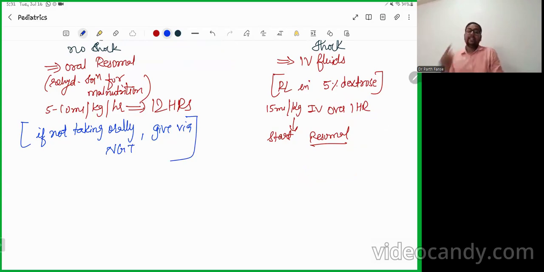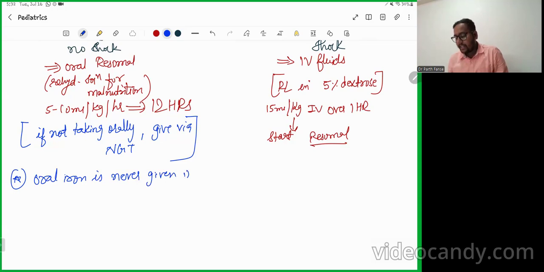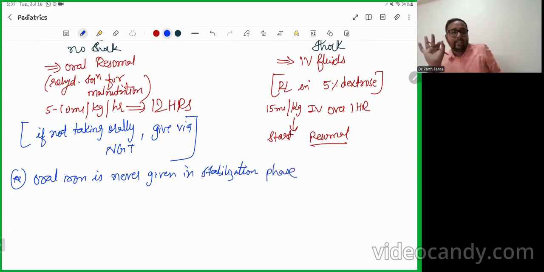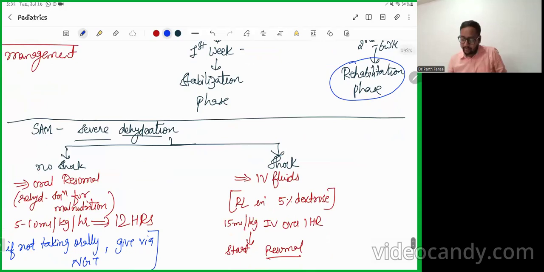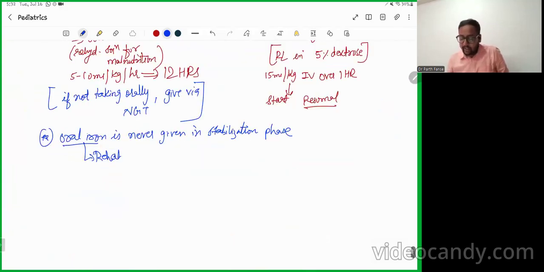ओके, अब एक चीज वन लाइनर याद रखना है. Then, oral iron is never ever given in stabilization phase. What I am saying is oral iron is never given in stabilization phase. We can give it in which phase? Bolo jaldi. Rehabilitation phase. We can give it in rehabilitation phase. Am I clear with this thing?